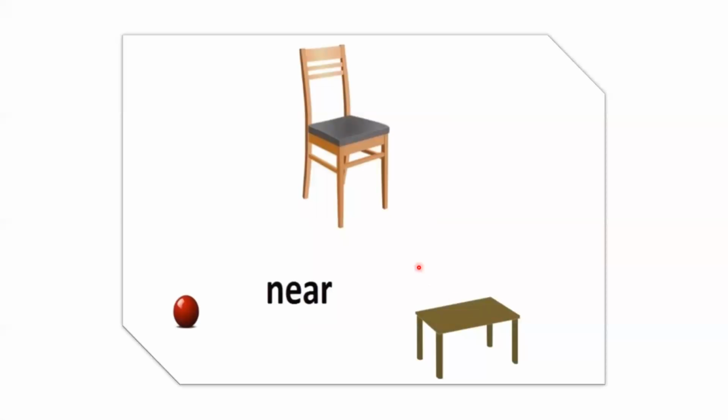Next, this is a chair and this is a table, and here is the ball. So, which preposition is suitable, children, for ball? Near, because the ball is near the chair and near the table.